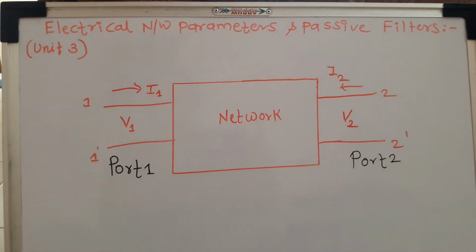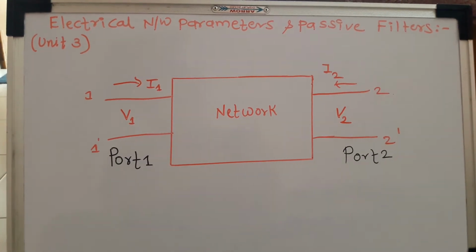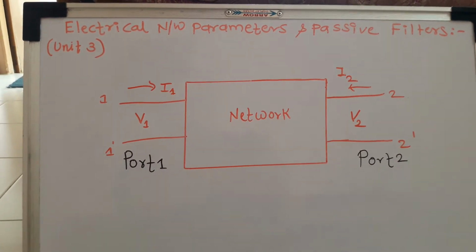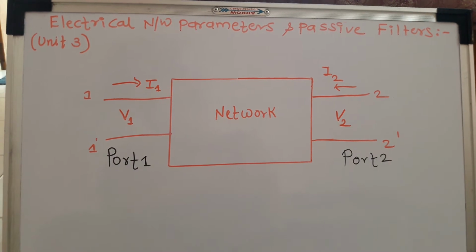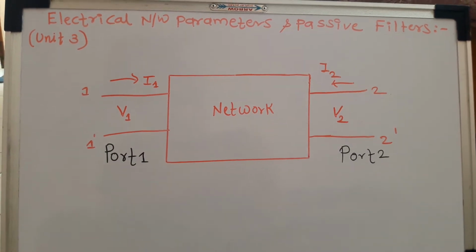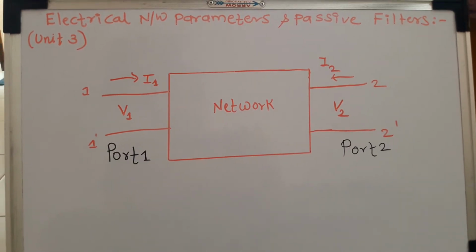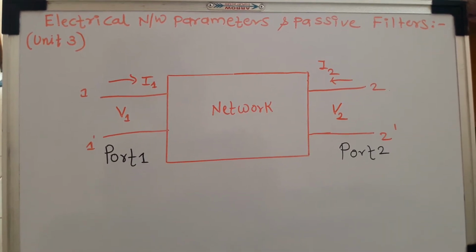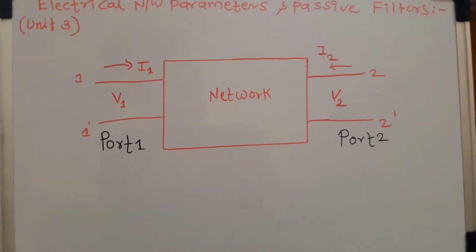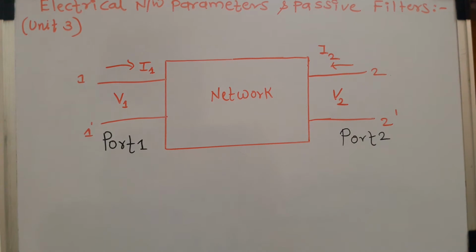Any network may be represented schematically by a rectangular box as shown in the figure. A network may be used for representing either a source or a load, or for a variety of purposes. A pair of terminals at which a signal may enter or leave the network is called a port. As shown in the figure, the network has two sides: one with the terminals 1-1 dash and the other with the terminals 2-2 dash. So we can assume either pair of terminals as input terminals, and the other as output terminals.